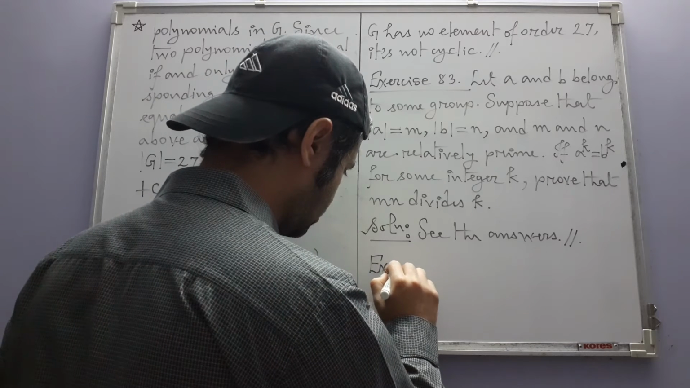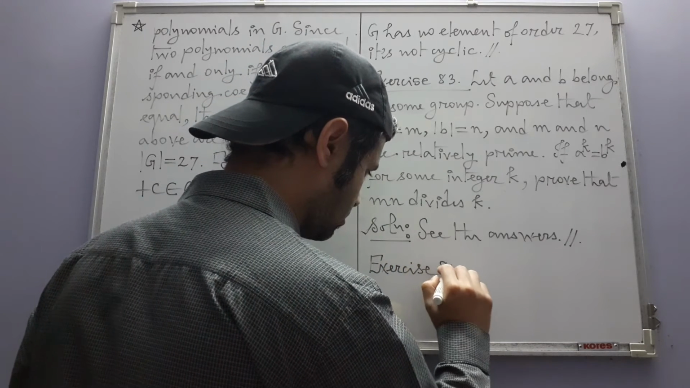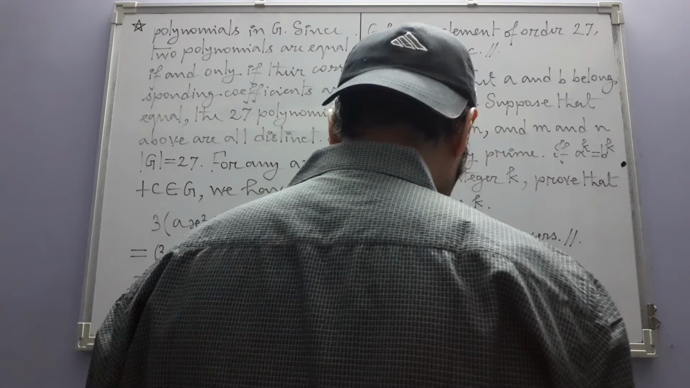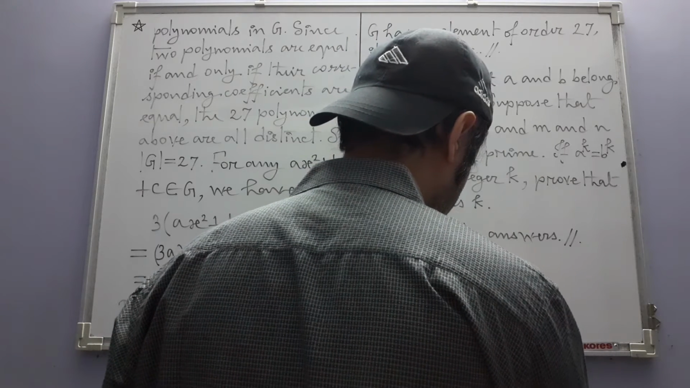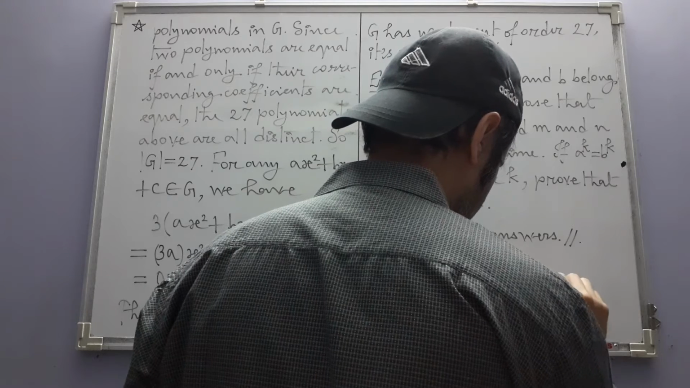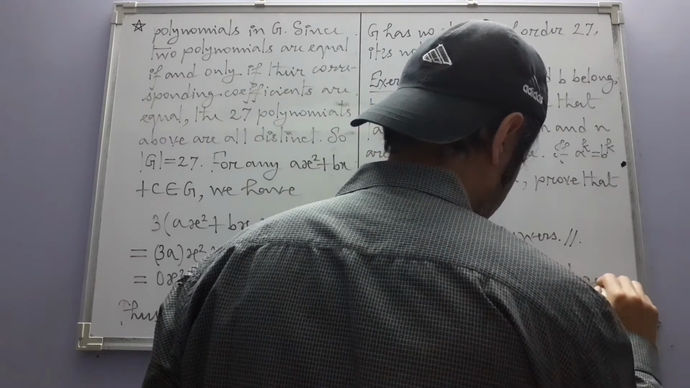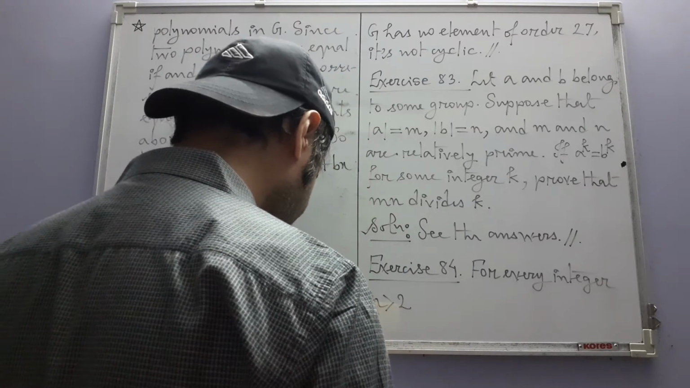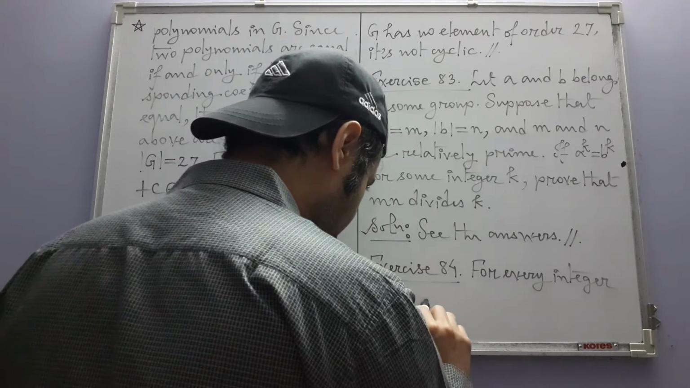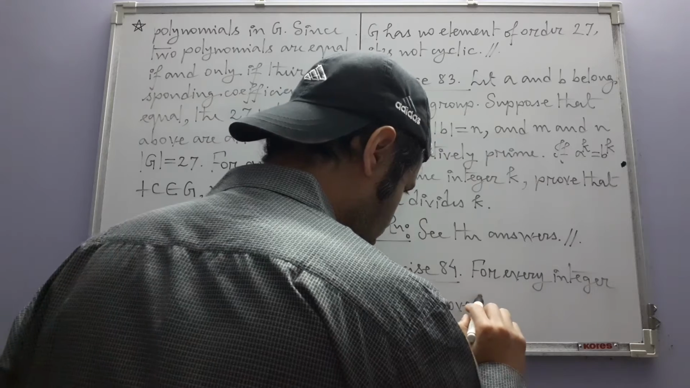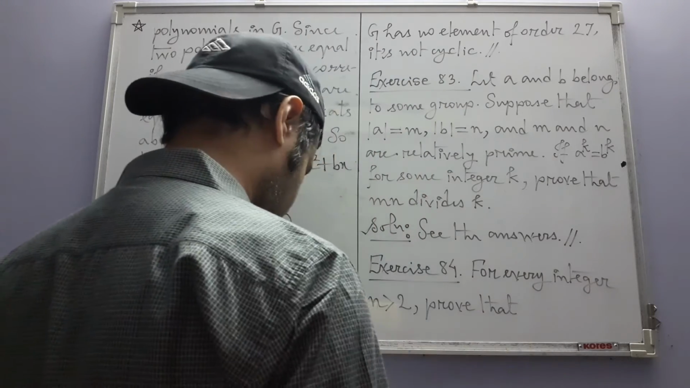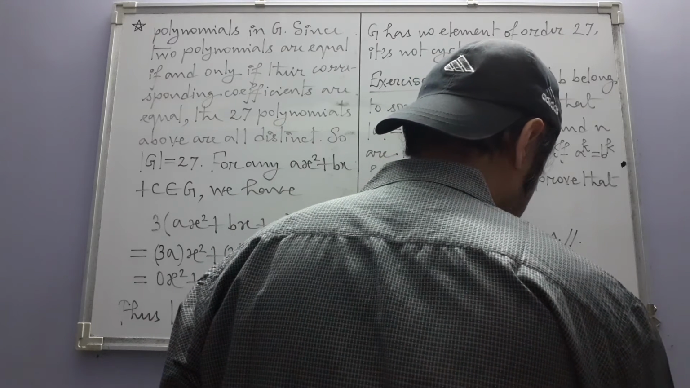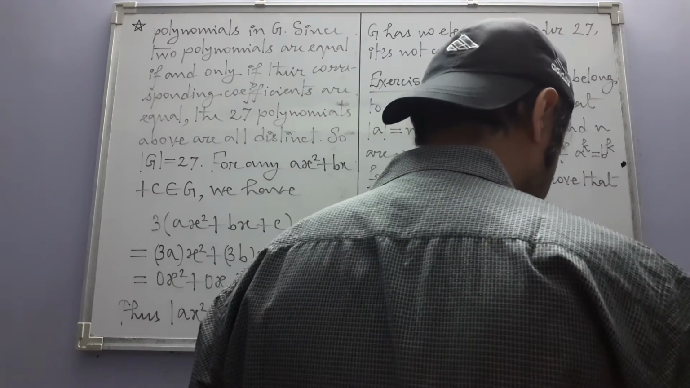Next, 84. For every integer n greater than 2, prove that the group U(n square minus 1) is not cyclic.